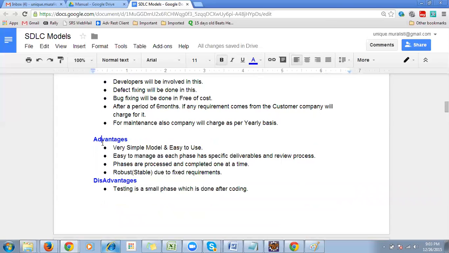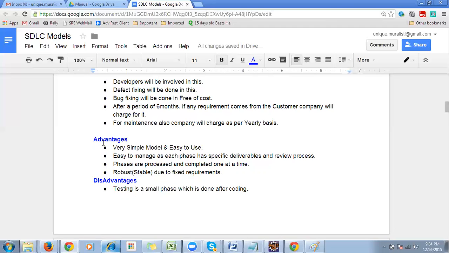Then what are the advantages of going for the waterfall model? The waterfall model is a very easy model and very easy to use, because we are not doing different kinds of varieties of actions. Everything is done in waterfall level, step by step. It is easy to manage as each phase has specific deliverables and a review process.